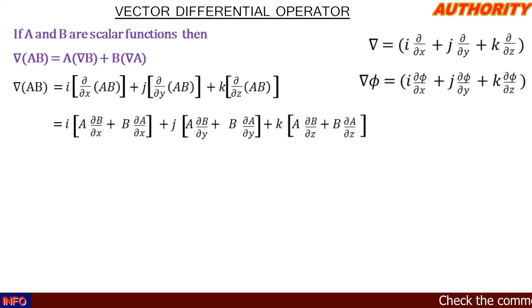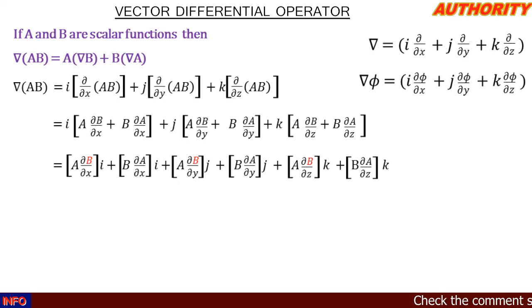Now let's use this component i, j, k to open the bracket. So that means we are going to have A, the partial derivative of B with respect to x, i, plus B multiplied by the partial derivative of A with respect to x, i, plus A multiplied by the partial derivative of B with respect to y, j, plus B multiplied by the partial derivative of A with respect to y, j, plus A multiplied by the partial derivative of B with respect to z, k, plus B multiplied by the partial derivative of A with respect to z, k.